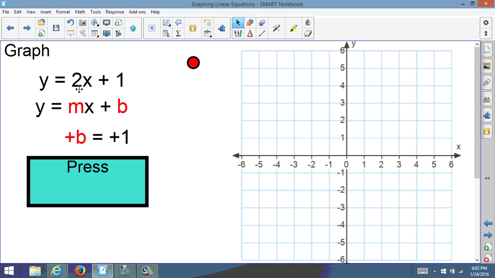M is the slope, which would be 2. And the y-intercept would be positive 1. So our y-intercept is positive 1, so I'm going to take my point and put it on the positive 1.